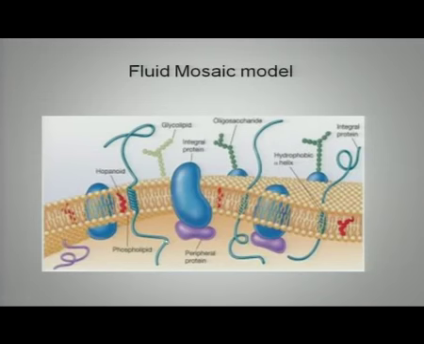Here you can see the diagram of the fluid mosaic model. Phospholipid molecules are arranged in two different layers with the head region and tail regions. Then different other protein molecules are seen scattered in the lipid bilayer. Some other oligosaccharides, glycolipids, and even cholesterol molecules are also here.